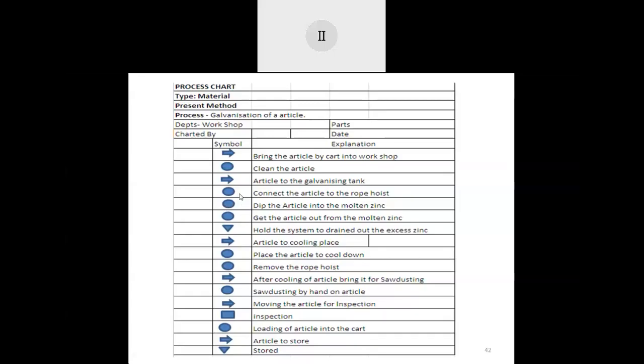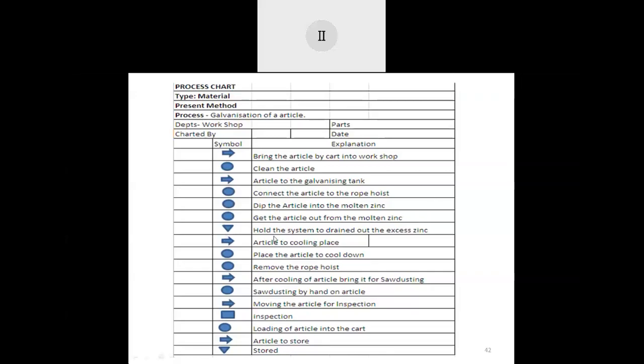Remember that if there is an arrow, it means some movement, if it is a circle, it means some operation is going on. Then this triangle type means there is some hold, or you can say no movement, no operation. So hold the system to drain out the excess zinc. In this process, after galvanizing, there is some excess zinc. So we need to drain out all the excess material. For this purpose, this step.